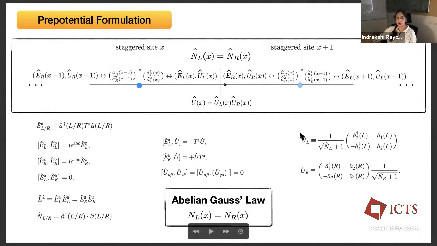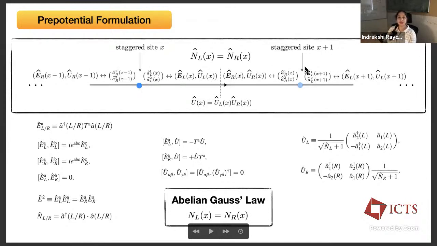Now, what remains non-local? In this formulation, there still remains something non-local, that is a constraint which says that the total number of oscillators at the left end must be equal to the total number of oscillators at the right end of the link. So this is an extra constraint that appears in this formalism, which we call the abelian Gauss law constraint, and this basically connects the on-site content of oscillators at this side to this side.